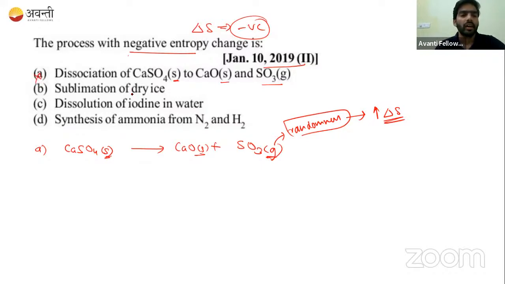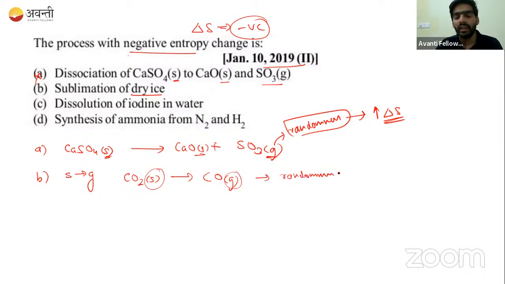is not our option. And then sublimation of dry ice. Sublimation means solid will get converted to gas directly. Dry ice is nothing but CO2 in the form of solid, which will give CO2 in the form of gas. That means solid is changing to gas. Again, randomness is increasing because it is changing into gas. If the randomness is increasing, then entropy will also increase. That is, it is going to be positive and not negative. So this is wrong.